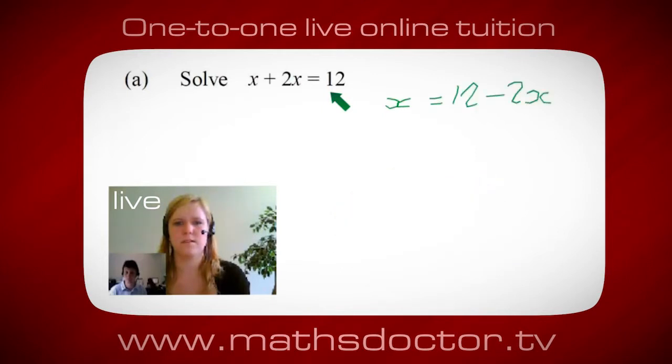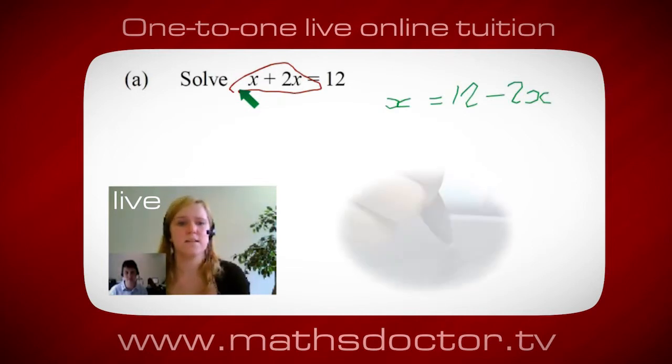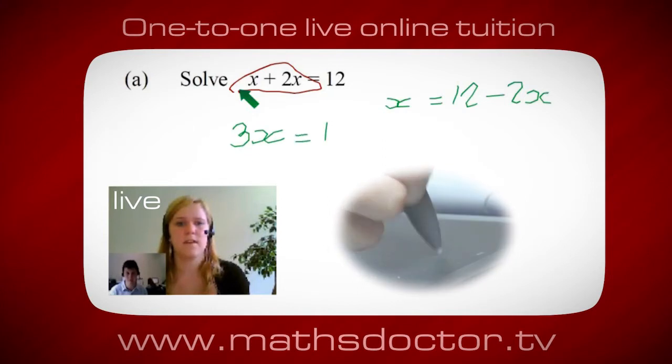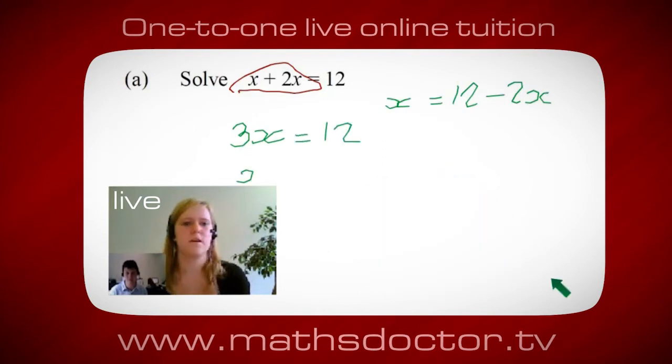x equals 12 minus 2x. Okay, so a lot of the time we want to get x by itself, but what we want to do first is get all of these x's together. So can you see anything we can do with this? Get all these together in one place. Oh, okay, it's 3x, isn't it? Yeah, so absolutely. 3x equals 12. Oh, and so x equals 4. Brilliant, spot on, well done.